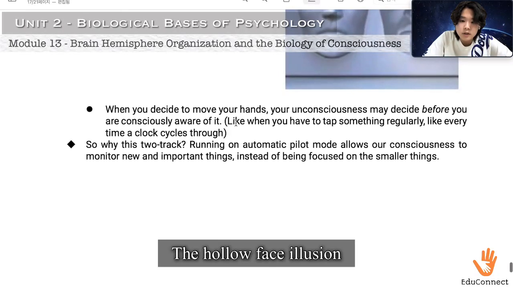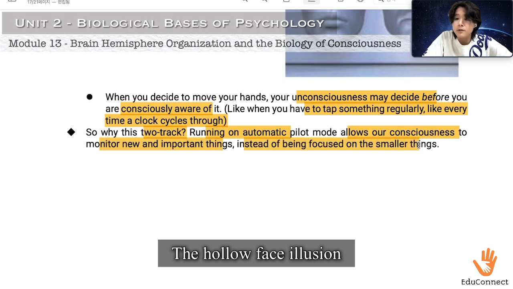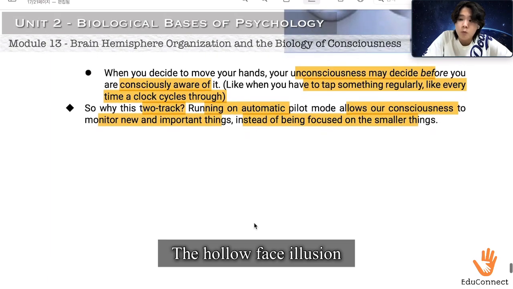So when you decide to move your hand, your unconscious may decide before you are consciously aware of it, like when you have to tap something regularly, like every time a clock cycles through. So why does the two-track system running on automatic pilot allow your consciousness to monitor new and important things, right? Instead of being focused on the smaller things. So this increases your work productivity.